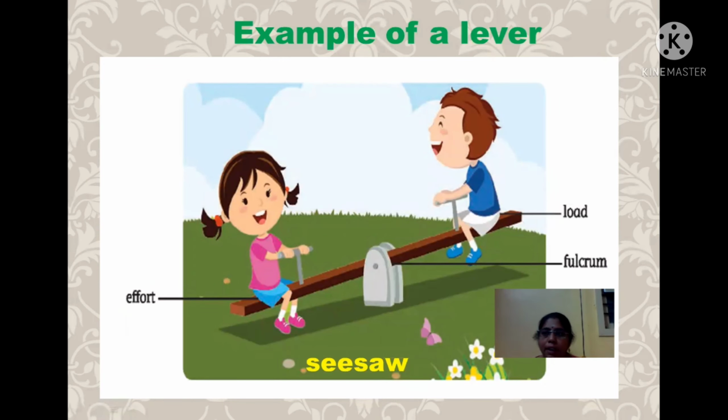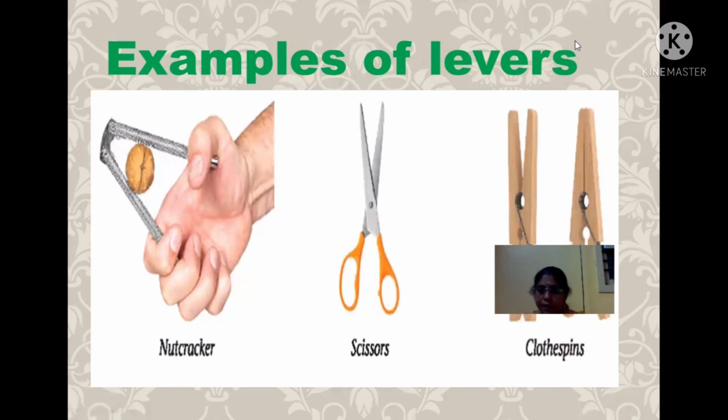Let us look at a scissor, another example of a lever. In a scissor, the fulcrum is in the middle between the load and the effort. When you push one side down, that is effort. The other side, the load, lifts up. This happens alternately, making the two sides of the scissor go up and down. Nutcrackers, scissors, clothespins are other examples of levers.